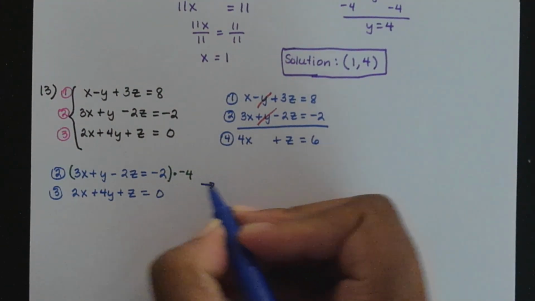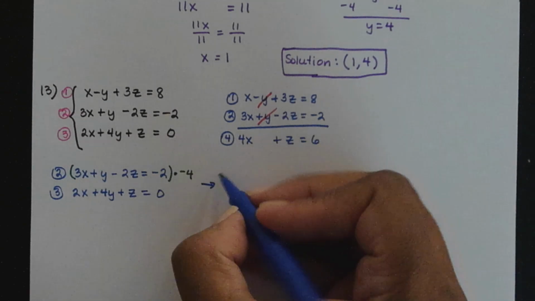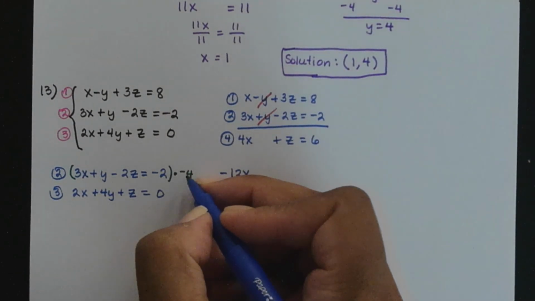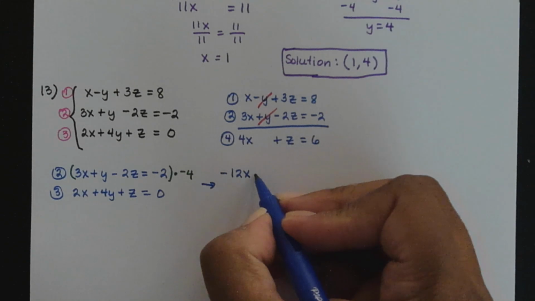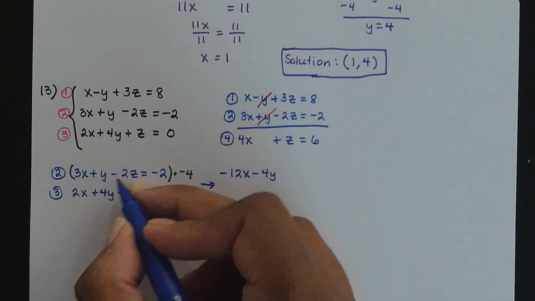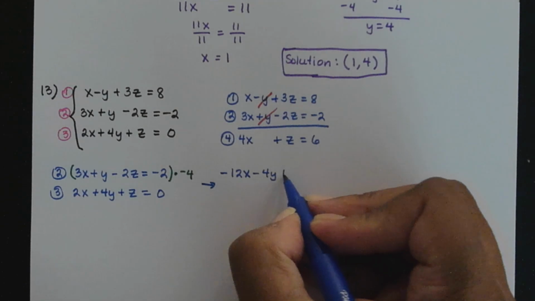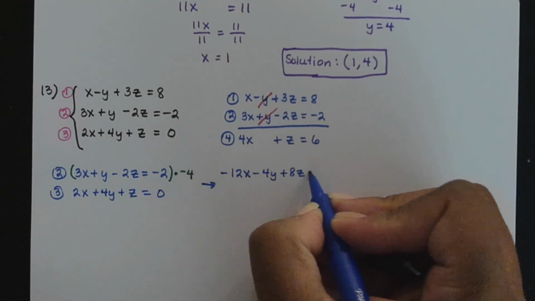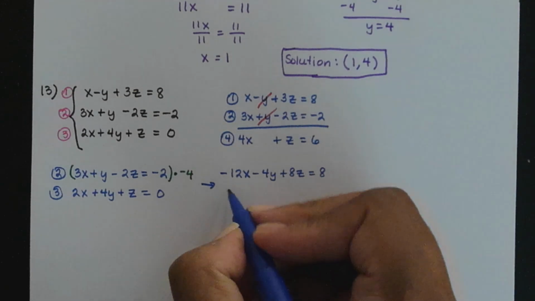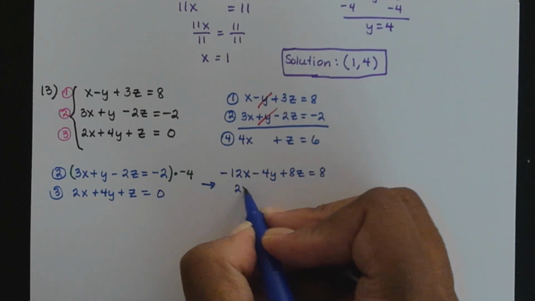And when I do that, negative 4 times the 3x will be negative 12x. Negative 4 times the plus y will be minus 4y. And then negative 4 times the minus 2z will be plus 8z. And it's equal to negative 4 times negative 2, 8. Equation 3, I will bring that over.